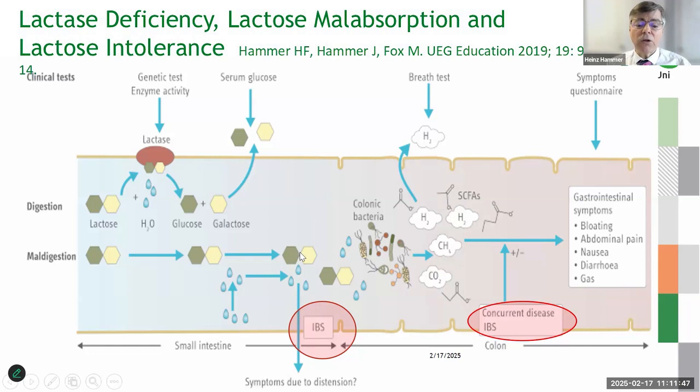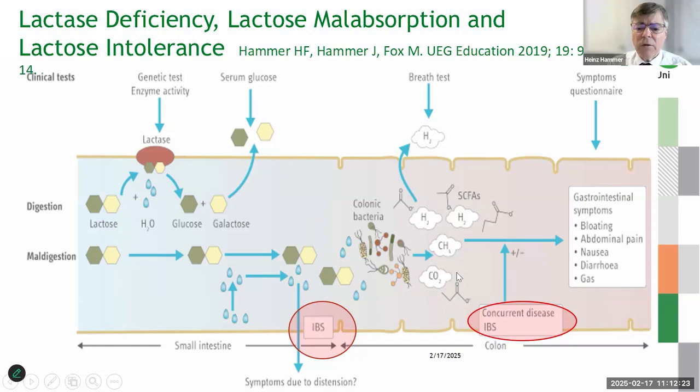The disaccharide, which has not been absorbed in the small bowel, arrives in the colon and is digested by colonic bacteria into gases and short-chain fatty acids. Gases like hydrogen, methane, and carbon dioxide are absorbed into the bloodstream and exhaled by the lungs, so that a breath test demonstrating the increase in hydrogen concentration after ingestion of the disaccharide demonstrates malabsorption.